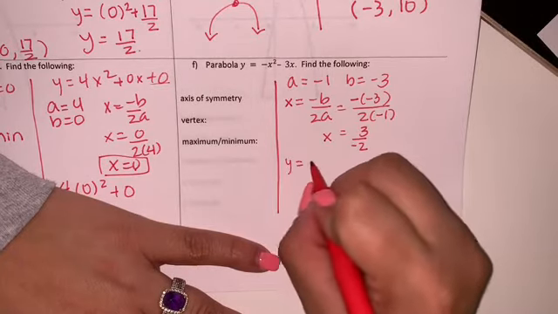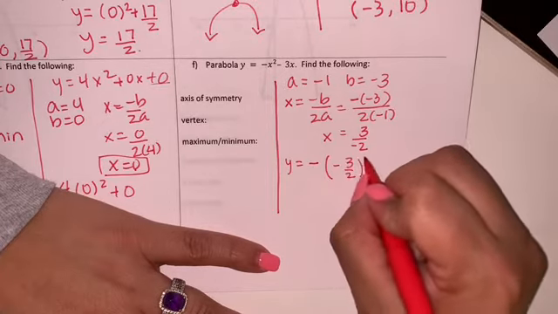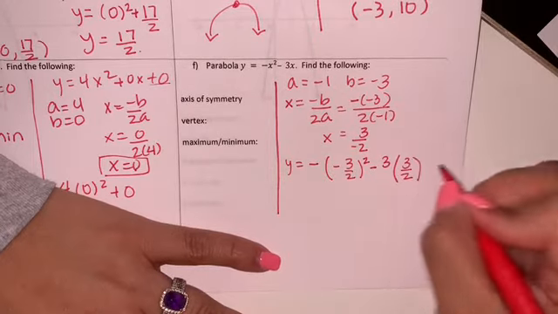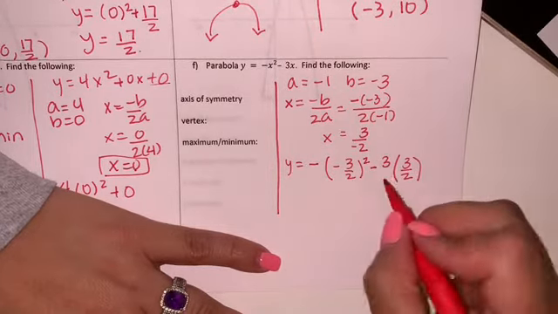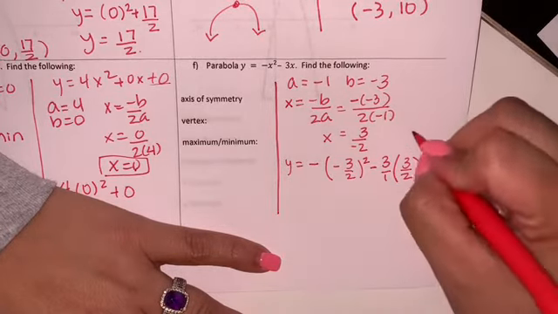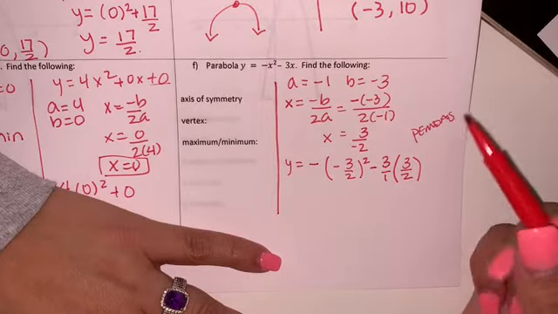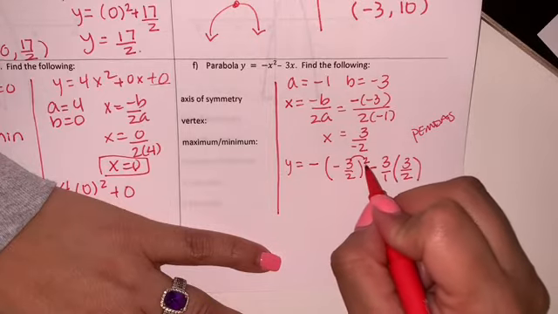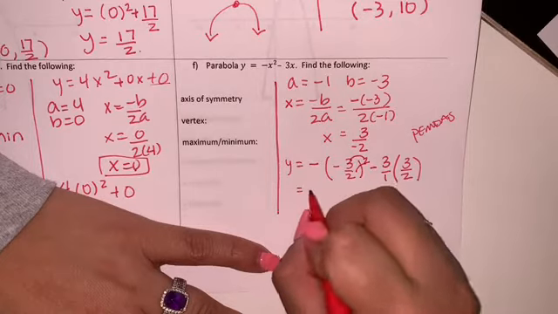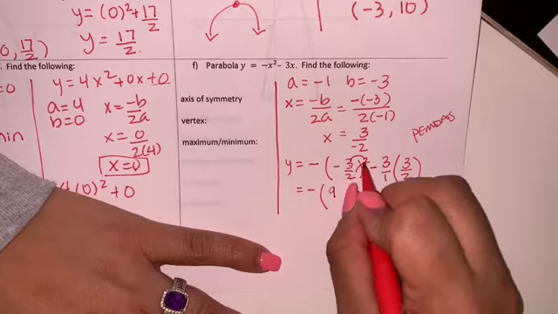So y equals negative 3 over 2 squared minus 3 times negative 3 over 2. All right, these are fractions, so you want to make sure that everything has a denominator. Order of operations is what you're going to do first. And when we're doing order of operations, you need to distribute the squared into here. And remember, negative times a negative is going to be a positive. So I'm going to get negative 3 squared is 9, and 2 squared is 4.